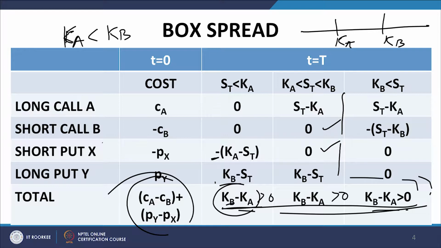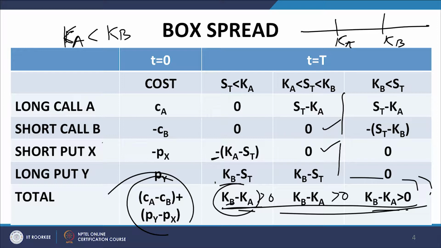Now, let us look at the second scenario, when Ka is less than St is less than Kb. Now, long call A is exercised because the strike price is Ka and St is greater than the strike price. Therefore, the call option becomes profitable and you exercise call option A and you get a payoff of St minus Ka. As far as short call B is concerned, that will not be exercised because the stock price is lower than the exercise price, therefore call options do not come into play and this will be 0.